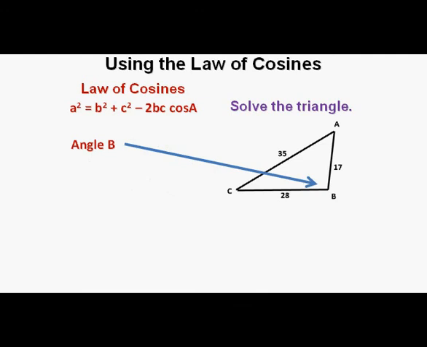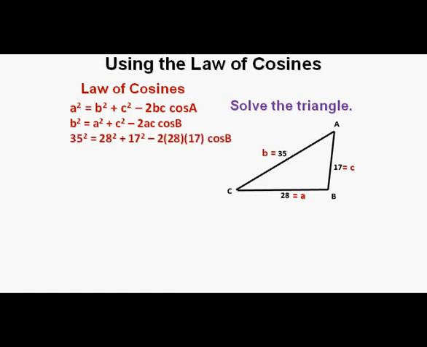But to do that, we'll need the B version of the law of cosines, which is B squared equals A squared plus C squared minus 2 times A times C times the cosine of angle B. Now we label the sides A, B, and C. Here's the formula with all the sides entered. We have 35 squared equals 28 squared plus 17 squared minus 2 times 28 times 17 times the cosine of angle B. And here are the initial calculations in the calculator.